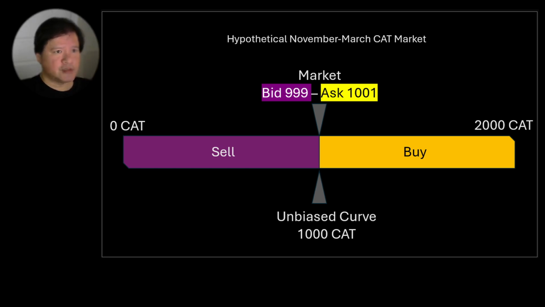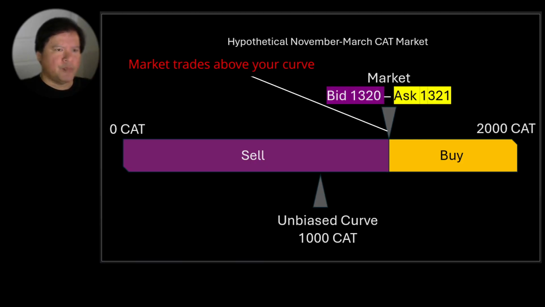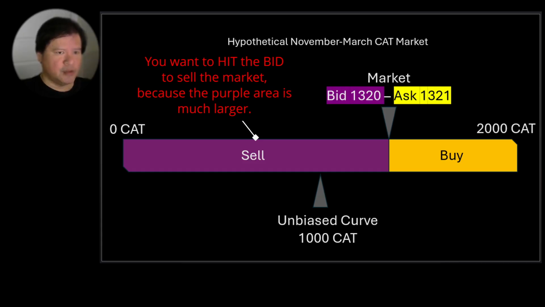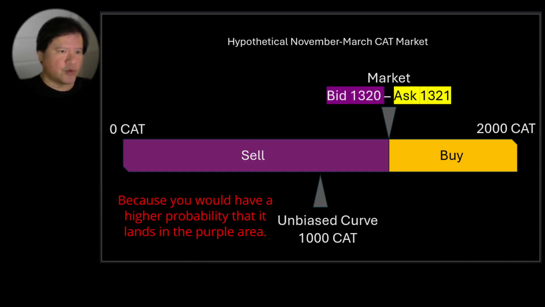There's an equal chance that it's going to land above or below. Now, what would happen if the market were to trade above your curve? Say this market was bid 1320 and offered at 1321. Your curve is still at 1,000, so the market's trading way above. So what do you do here? Well, you'd want to hit the bid and sell the market, because the purple area is much larger than yellow, and therefore you have a much higher probability that the index is going to land in a purple area.